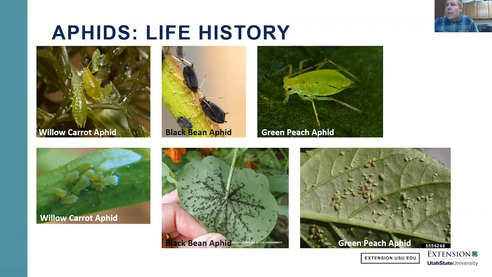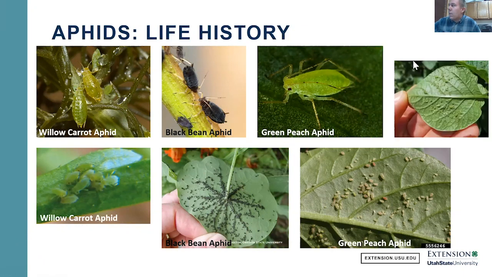A note on the eggs for all of these species, they'll be slightly different colored, but they basically all start out a little bit green, and then they're going to turn black later in the stage of eggs. So that's a little bit about aphids. And you'll notice on most of these pictures, they're on the underside of leaves. So that's a great place to scout and look for aphids.